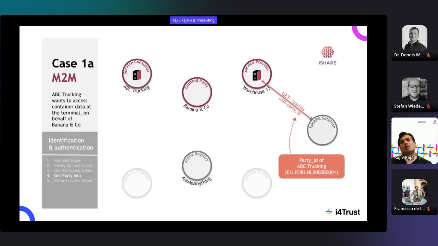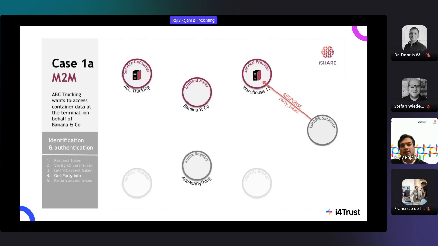With that access token, now warehouse 13 can actually ask for the details about ABC trucking with its identifier, as you can see here. And it can do so by querying the party's endpoint of the satellite. So in the party's endpoint, it simply sends, okay, I need information about this identifier, who this identifier is, and further details about it. And in response, a token from the satellite is sent, which includes all the details that are known at the satellite about ABC trucking company.